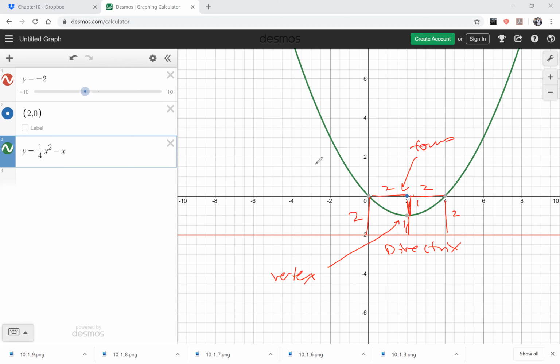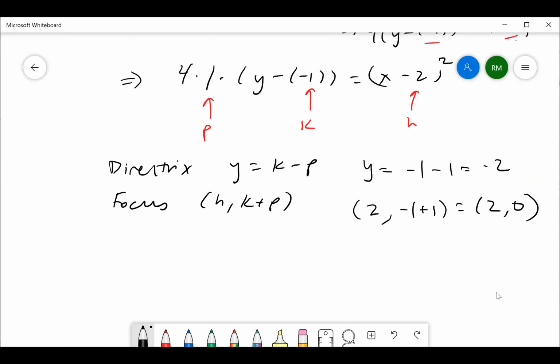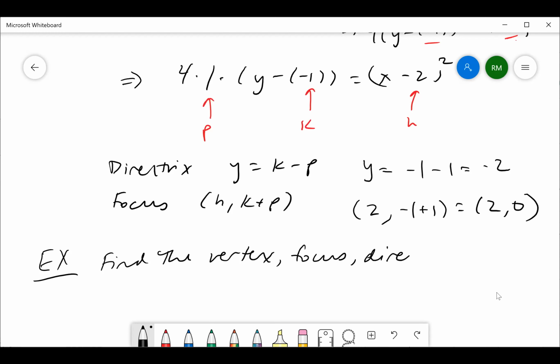All right, so let's go back to our page and give you guys an example to work. So now it's your turn. This one's going to be a horizontal parabola. I want you to find the vertex, focus, and directrix of the parabola y squared plus 6y plus 8x plus 25 is 0. All right.